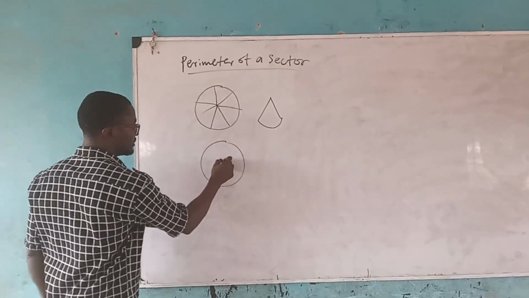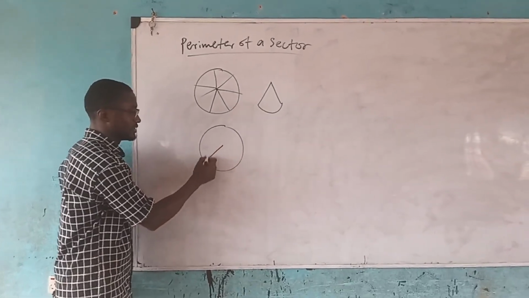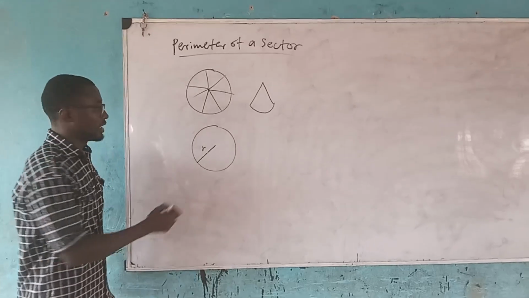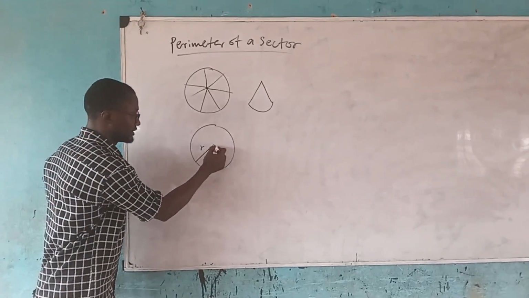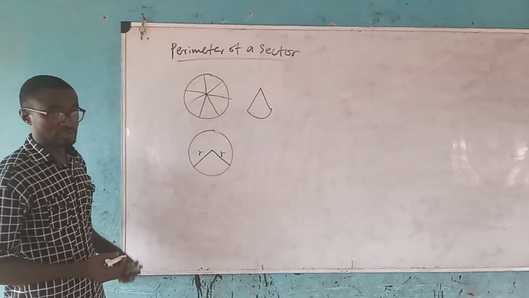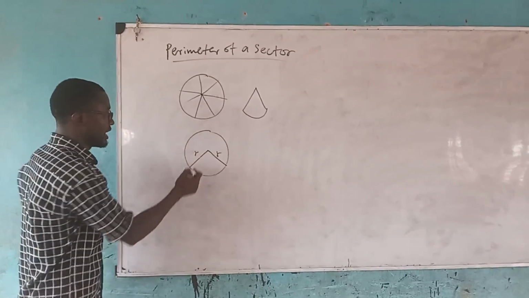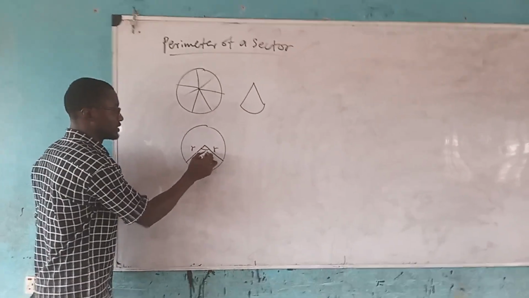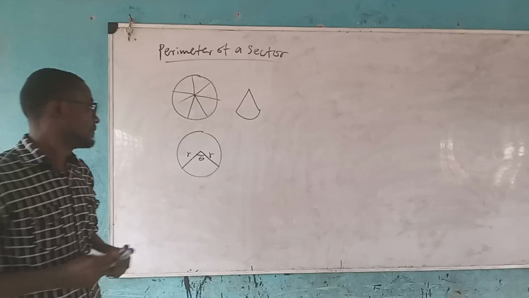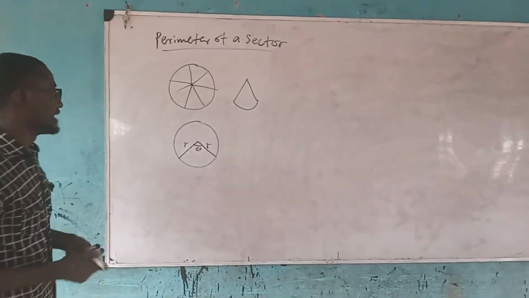Okay. From the center of this circle, a line drawn from the center of the circle to the circumference is what? A radius. Likewise, a line drawn from the center again to the other side of the circumference is another radius, isn't it? Now, altogether, we have two radii here. Okay. And the angle of division between them. Okay.